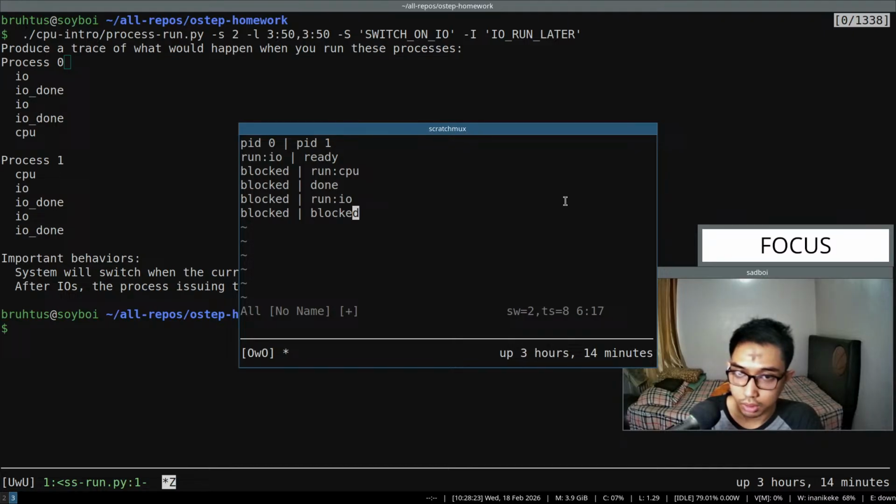So both of these were blocked. Is that it? And then running again until this one is 5, right? 5 times. And then run IO done. This one is blocked. Then maybe run IO again.